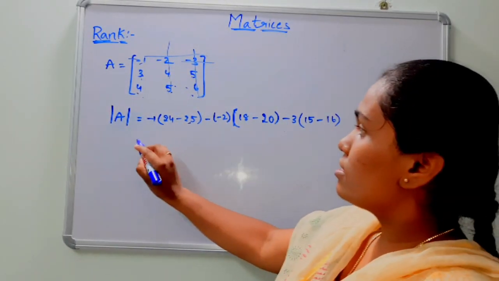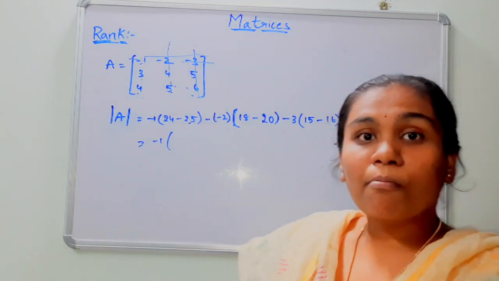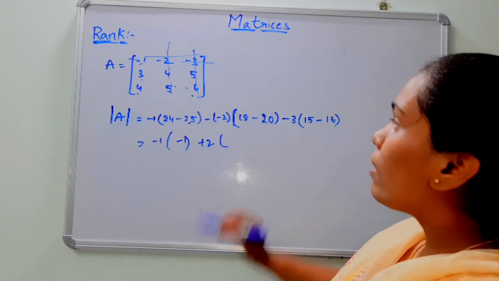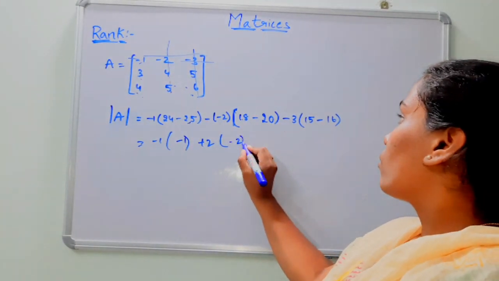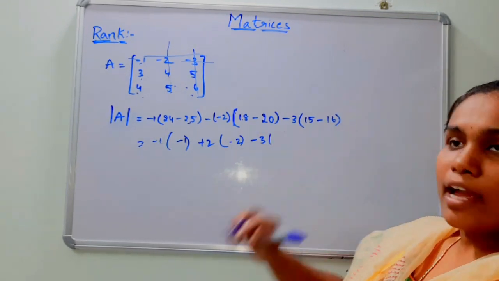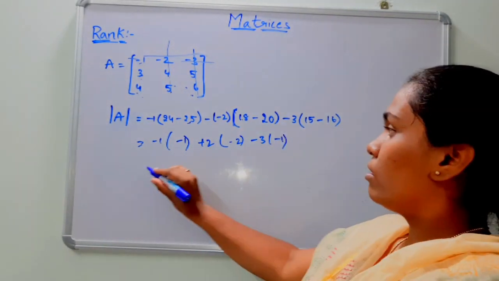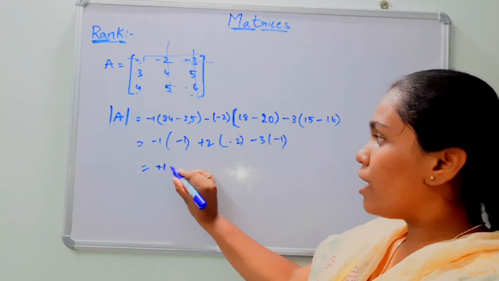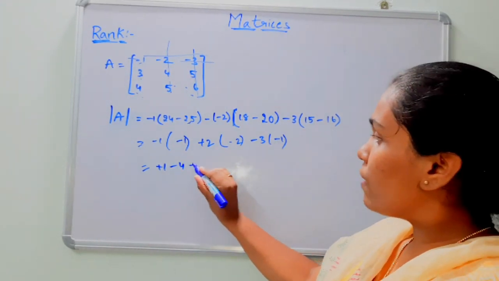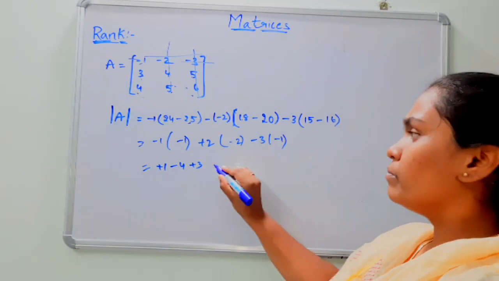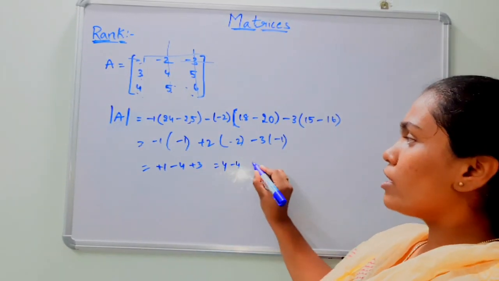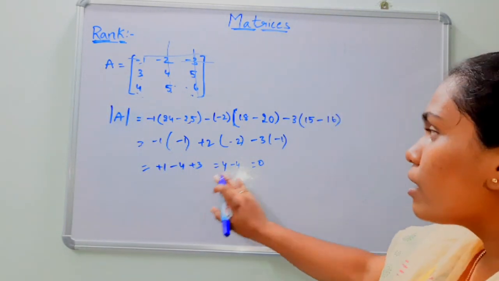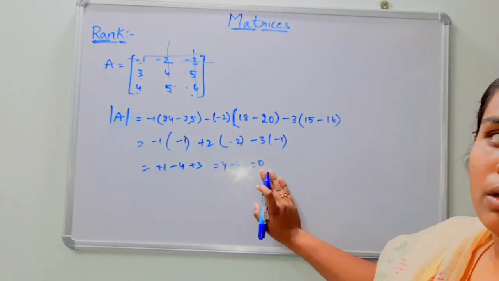So it is equal to minus 1 into 24 minus 25, that is minus 1. Minus into minus, plus 2, into 18 minus 20, that is minus 2. Minus 3 into 15 minus 16, that is minus 1. Minus into minus, plus 1. Plus into minus, minus 4. Minus into minus, plus 3. What is 3 plus 1? 4. Minus 4. What is 4 minus 4? 0.